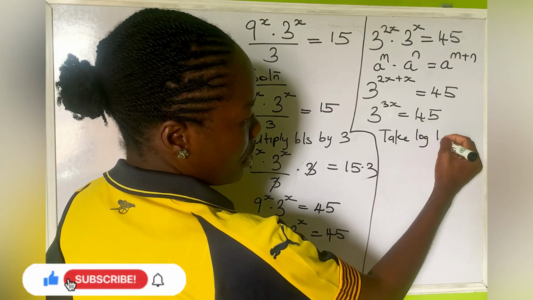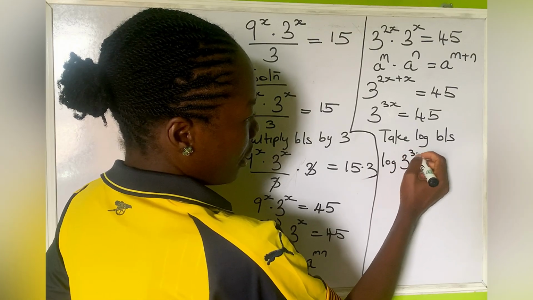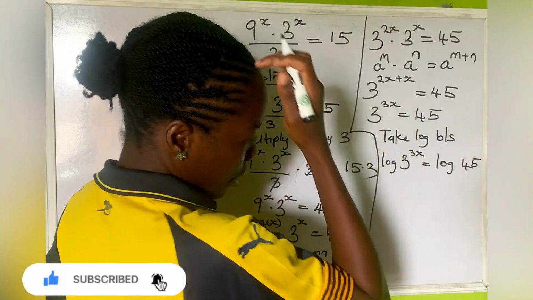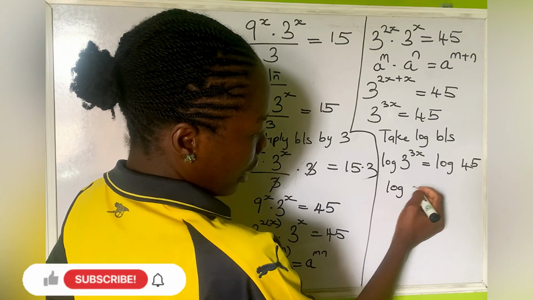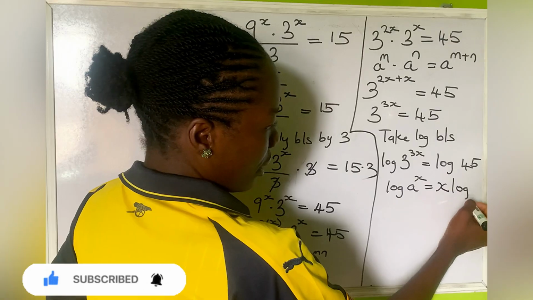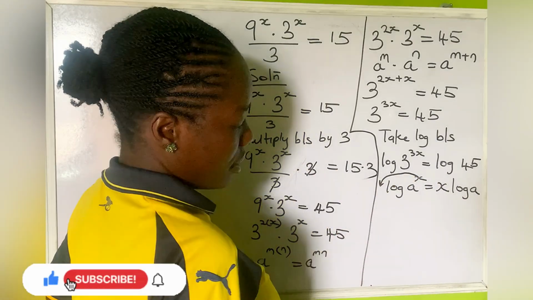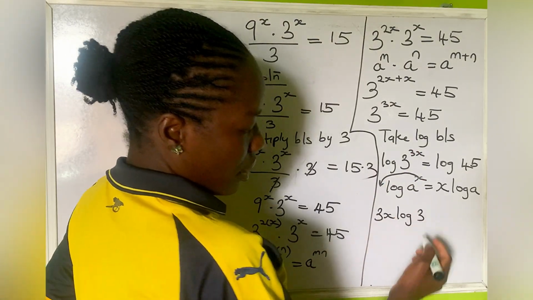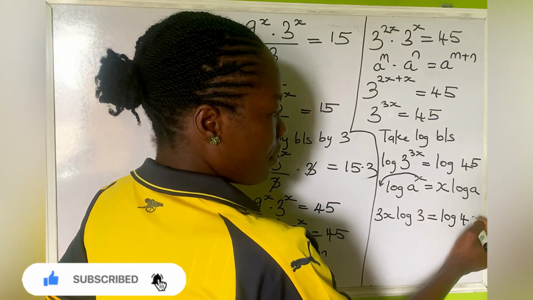Okay, so now we're going to take the logarithm of both sides, right? So we'll do that, we'll have log 3 to the power of 3x is equal to log 45. Okay, now applying a logarithm rule here, that when you have log a to the power of x, it translates to x log a. Okay, so now this x comes here just like this. So now this will become 3x log what? 3. You're right. That's equal to log 45.